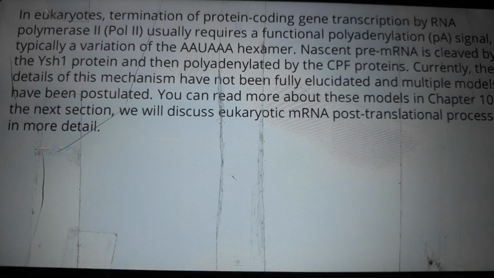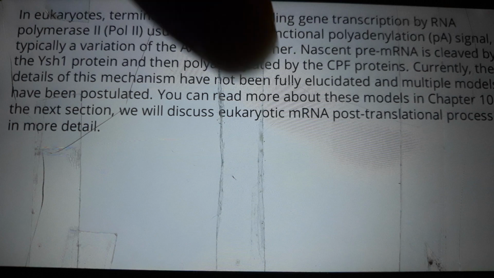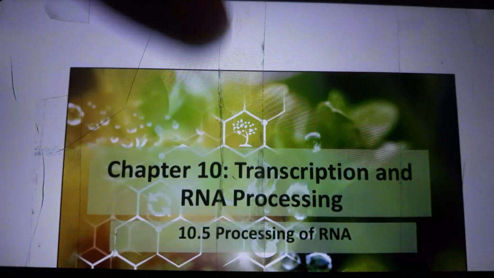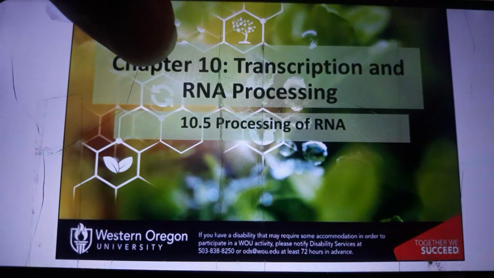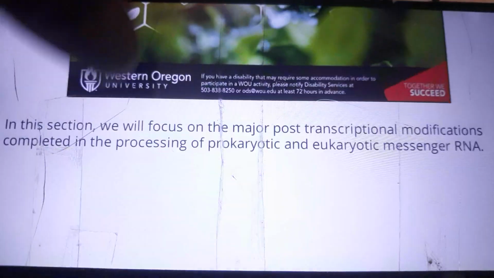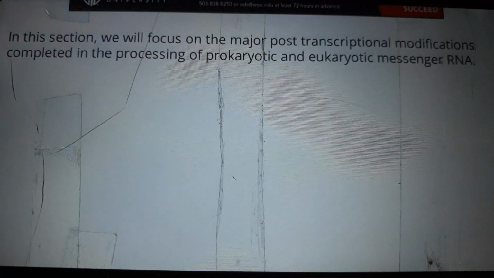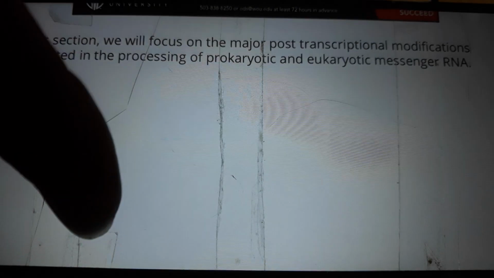More details are in the next section, where we will discuss eukaryotic mRNA post-transcriptional processing in more detail. And this is to do with the transcription RNA processing, where we have processing of the RNA. In this section, we will focus on the major post-transcriptional modifications completed in the process of prokaryotic and eukaryotic messenger RNA.